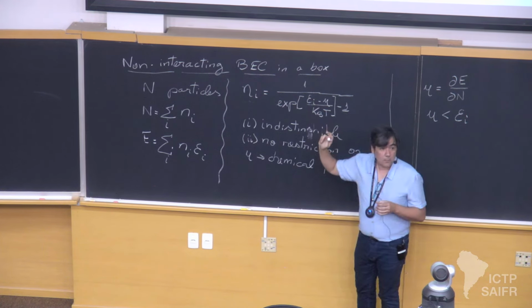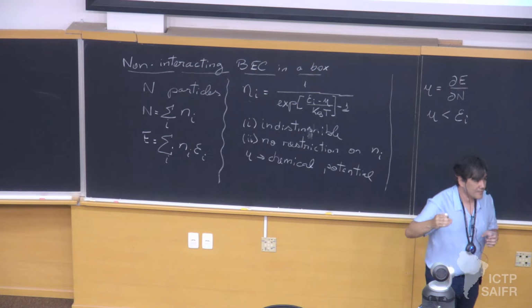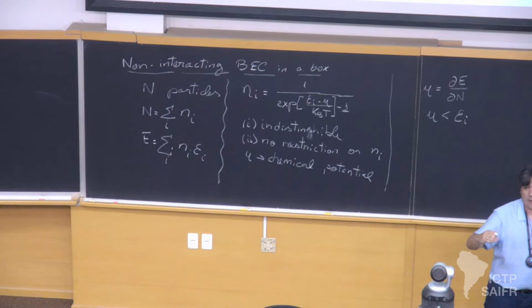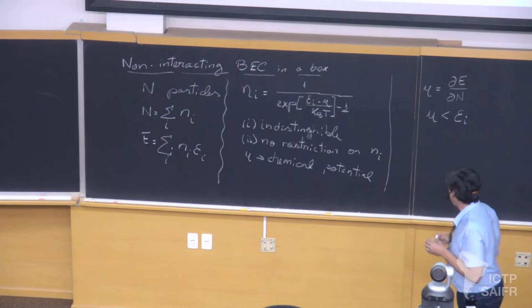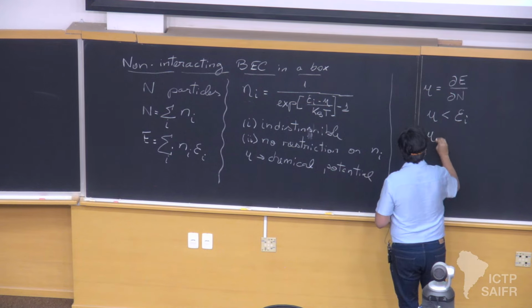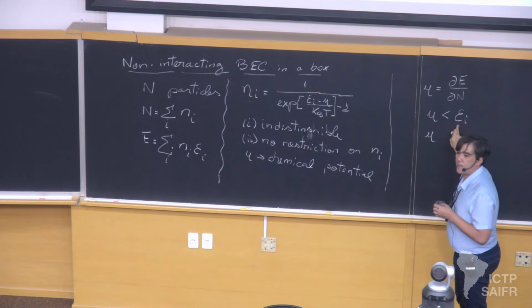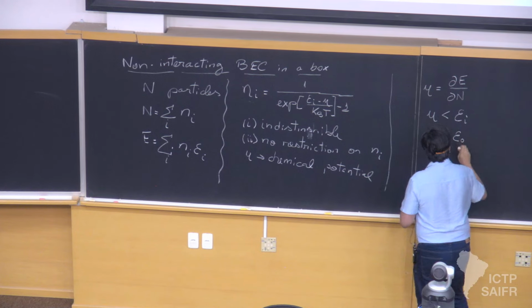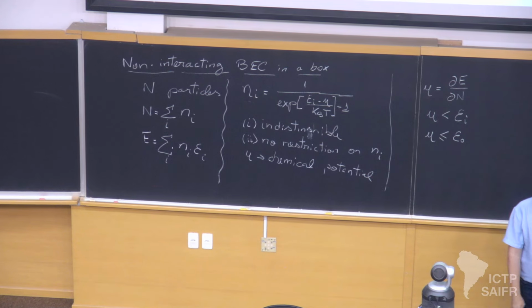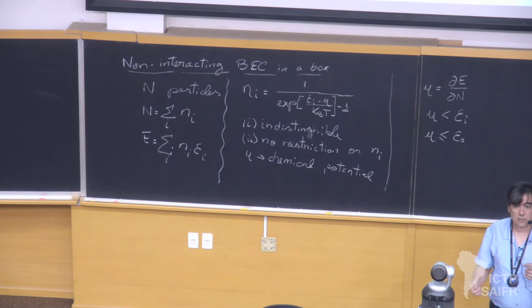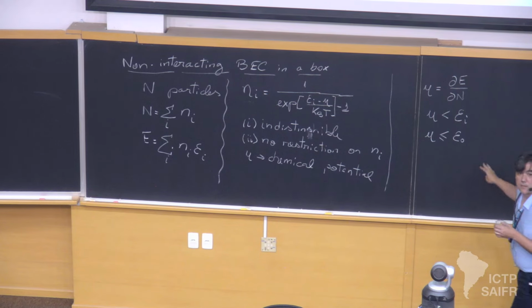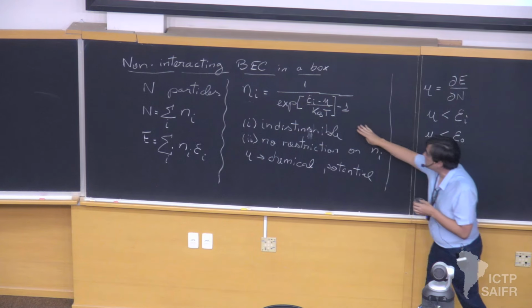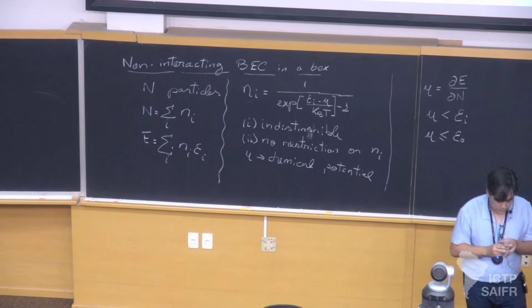Good. But this applies also to the lowest energy level. So the upper bound of mu is the ground state energy level. I think that's clear from this definition. Good.